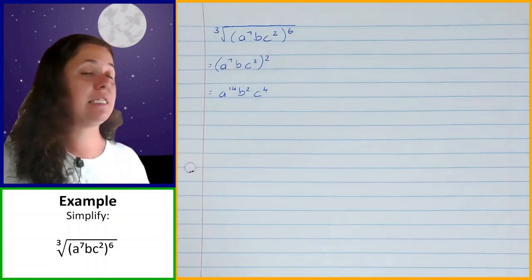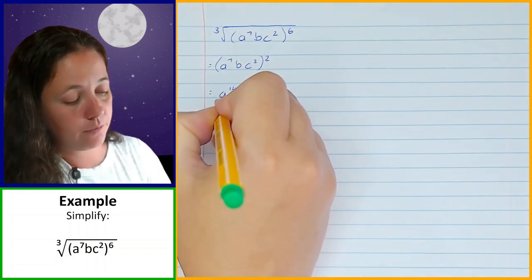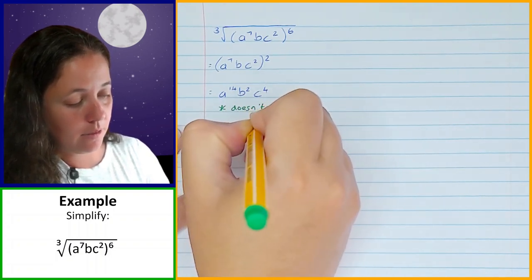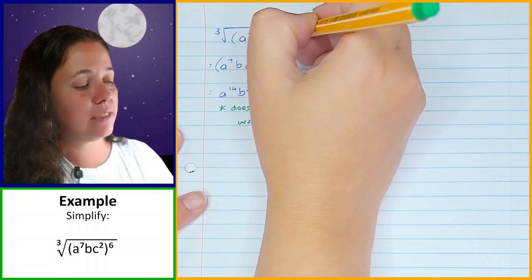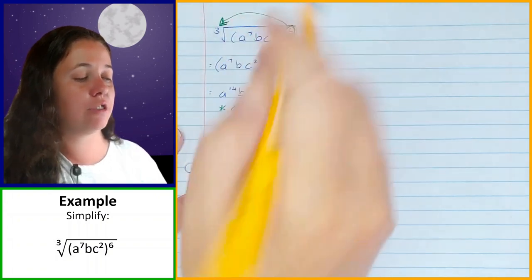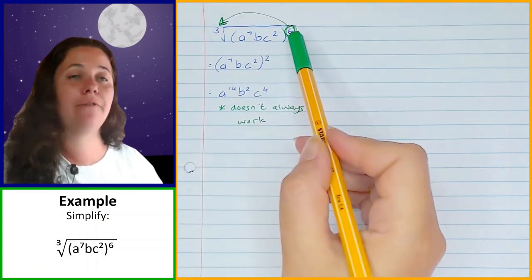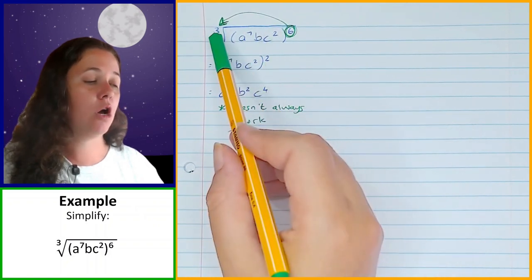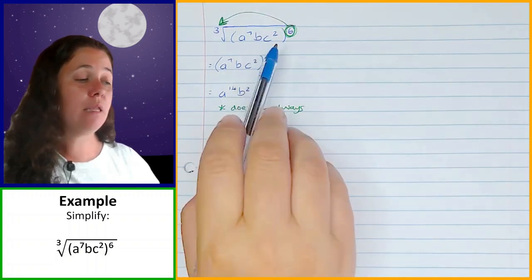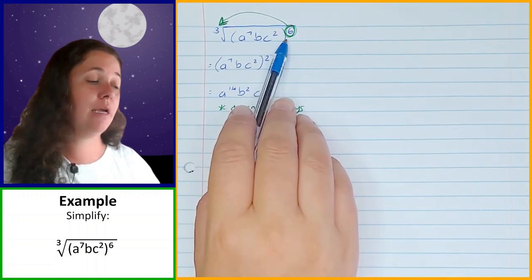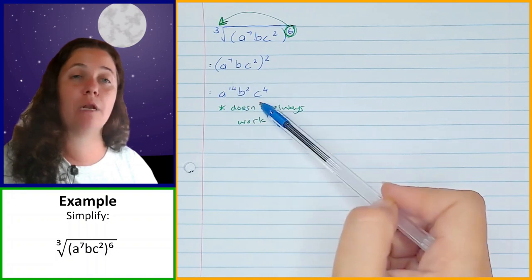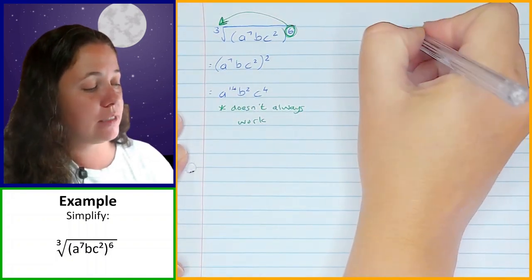Now this method doesn't always work. It will only work if this exponent over here is a multiple of that number outside your root sign. It won't work if that exponent is not a multiple of your root index. So we have to have another method. I like this method for when it does work because it means we end up working with smaller numbers. The other method is to do it like this.